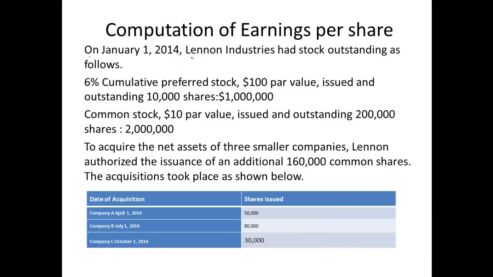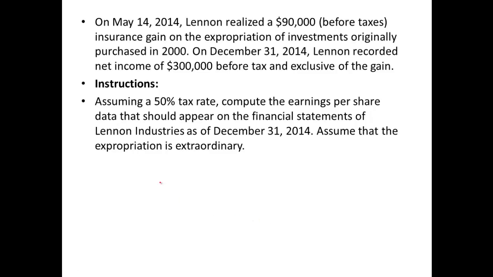In the given question, we are given the data for Lennon Industries as on January 1, 2014. It has a stock outstanding as follows: cumulative preferred stock, common stock, and in addition the company has issued 1,60,000 common shares, and the dates of acquisition are given as follows. And the shares issued on these respective dates are also given.